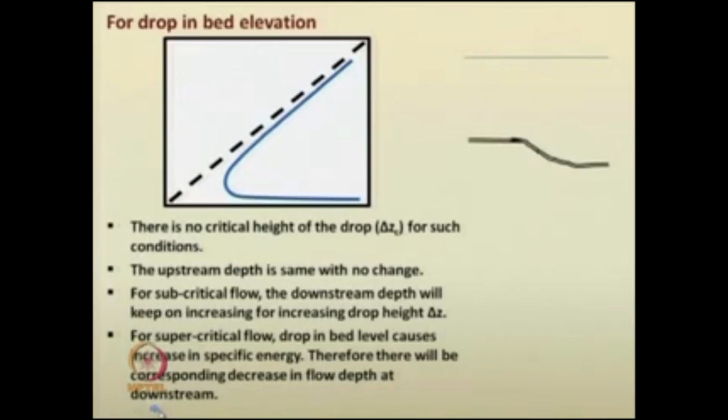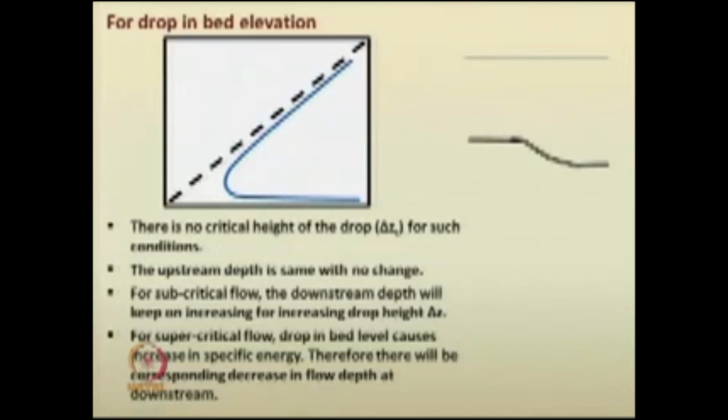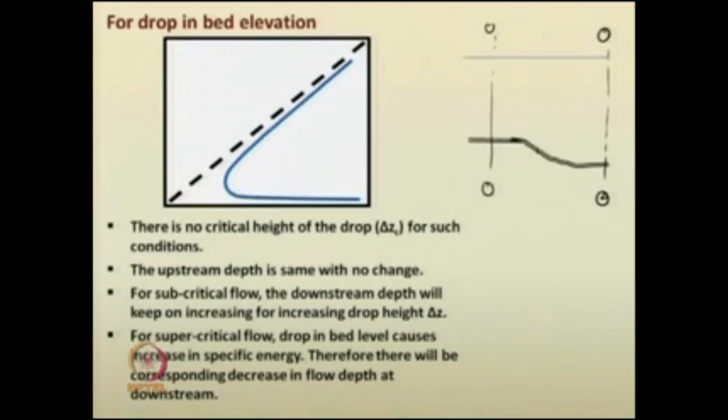Similar analysis can be done for a channel drop in the bed elevation also. So, here again if we are taking two sections, 1 in the upstream, 2 in the downstream, the bed of the channel is getting decreased by an amount del z. So, here this is the height of water y1, here the height of water is y2. How will you analyze? The same theory will be used here.